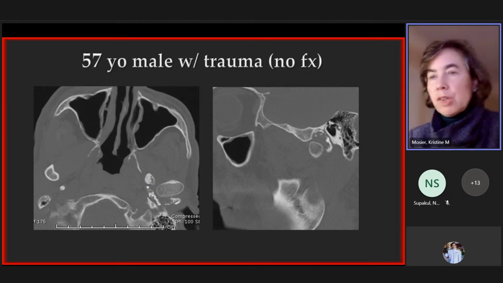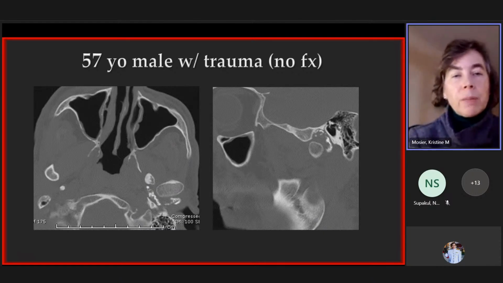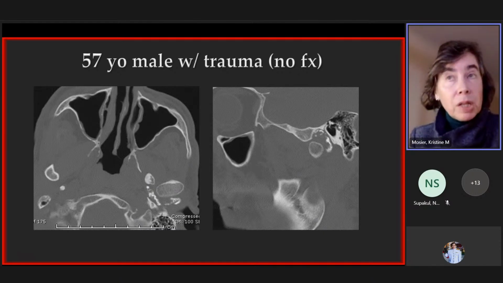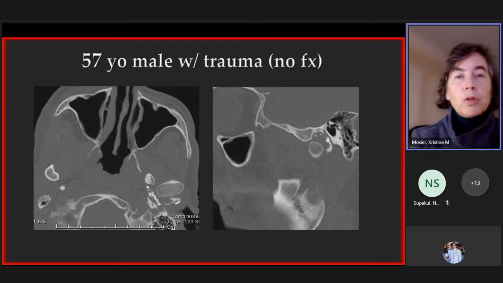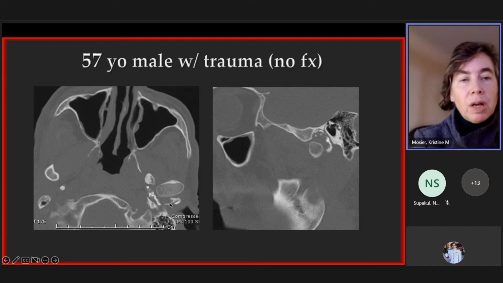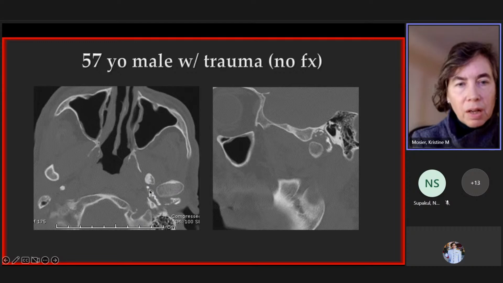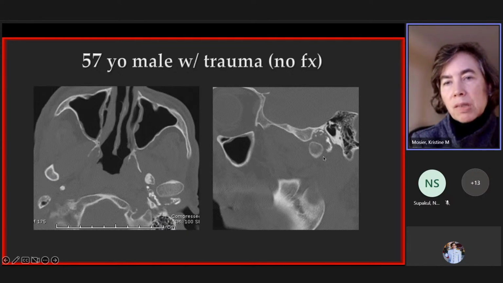Okay, so I want to just finish up our discussion here with a couple of other types of pathologies that we'll see in the temporomandibular joint. This is a 57-year-old male presenting with trauma. He had no fracture, but we notice on our axial bone CT here that we have these bits of ossification around this left condylar head. We can see this in the sagittal reformats. We captured these images with the patient's mouth opened a little bit, so you see normal translation.